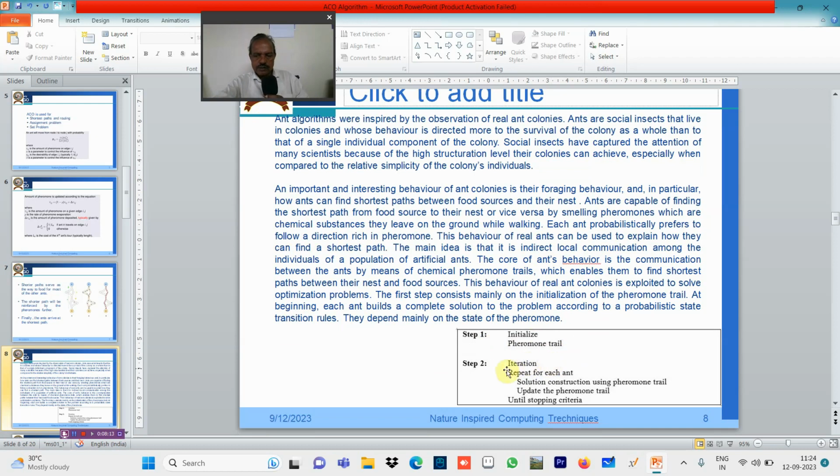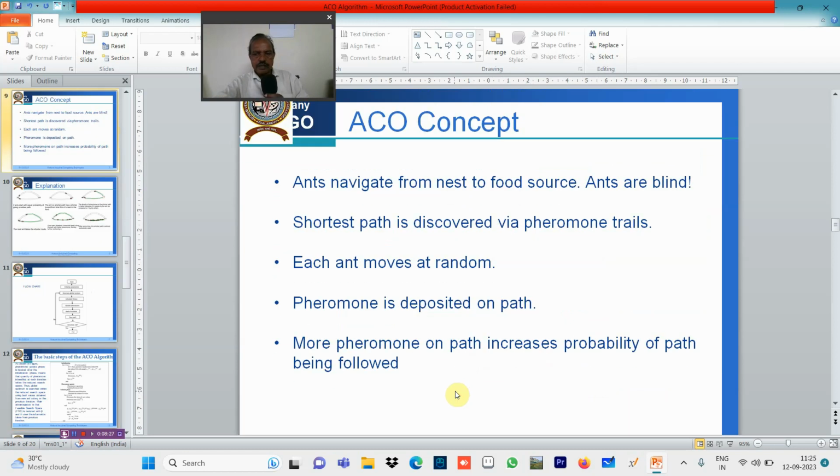Then you go for the iterations, step 2: repeat for each ant, construct a solution using the pheromone trail, and update the pheromone trails until the stopping criteria. Okay, so this is the main idea. Then let us see the ACO concept, how it works.